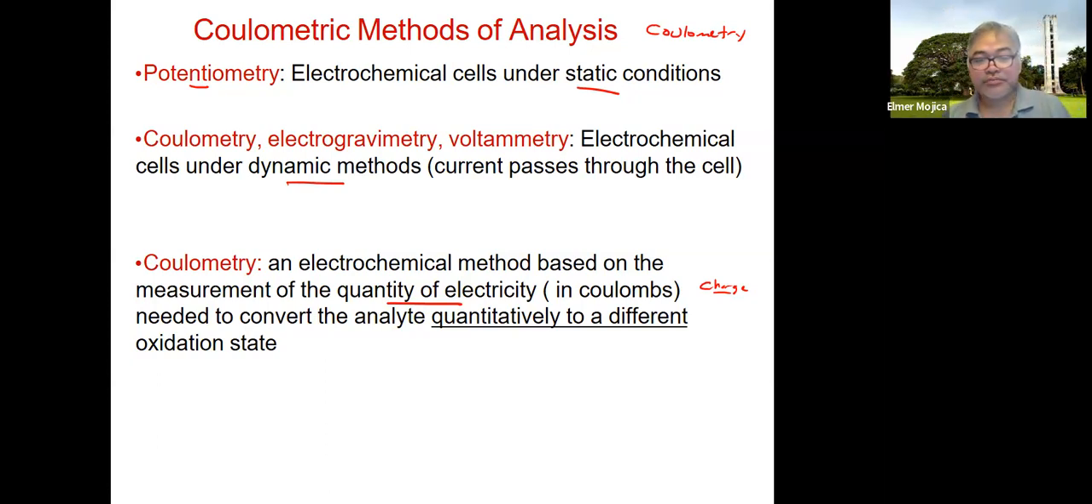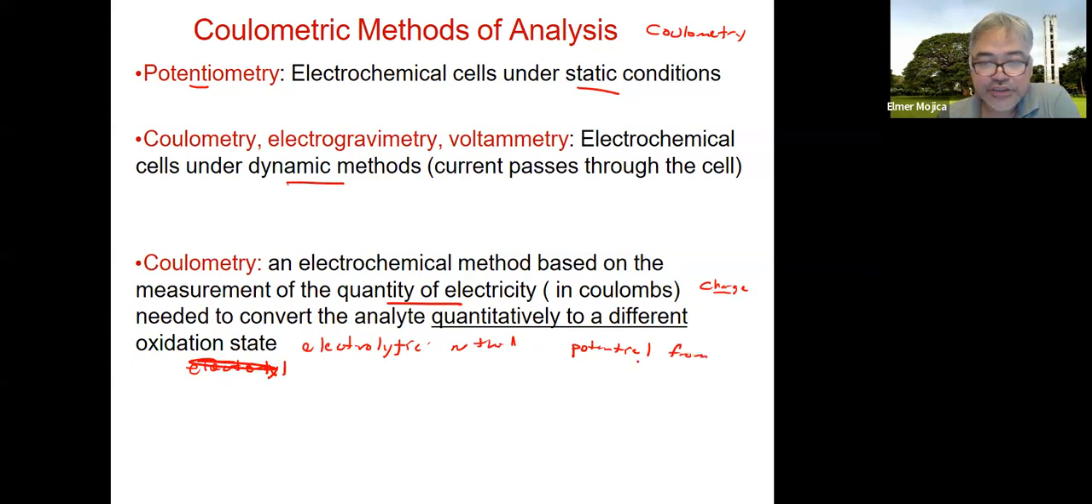Since this is an electrolytic method, you have to apply potential from an external source. When we apply potential from the external source, what does it mean? You make a non-spontaneous reaction take place. The reaction is usually non-spontaneous, but since there's an outside intervention, you make the reaction happen.